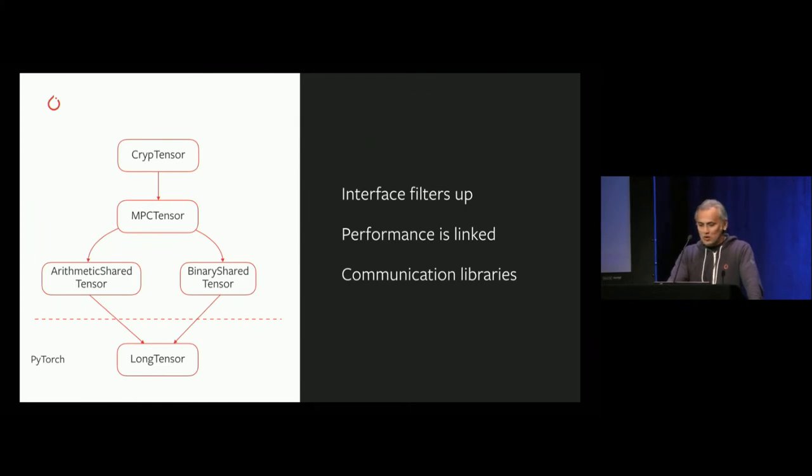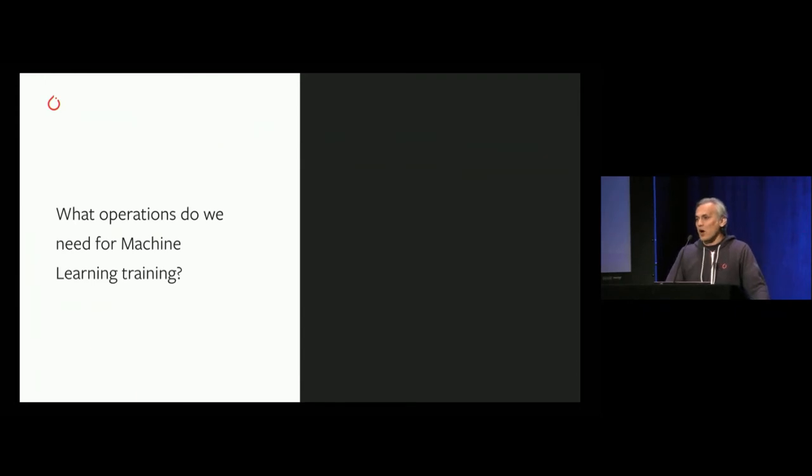What this design choice also leads to is that it decouples where protocol-specific optimizations need to happen and where non-protocol-specific optimizations need to happen. So anything protocol-specific can happen in the Krypton layer above the dotted line, and anything that is not to do with the protocol, for example, making the communication libraries fast or making some math operations fast, can happen completely in the PyTorch layer. So this makes life a lot easier, because then we can make minimal code changes to Krypton or PyTorch depending on what we are doing. So now that we have seen tensors, let's look at what operations machine learning training needs.